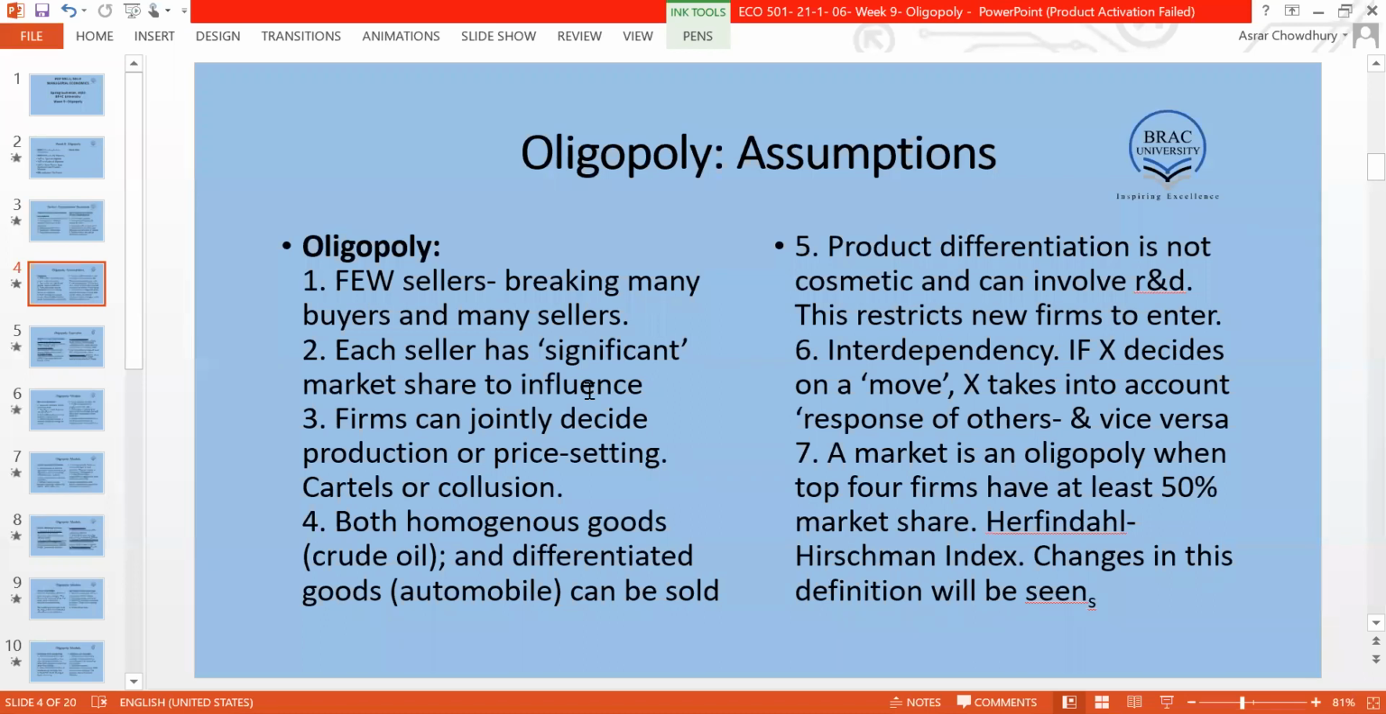Now, in an oligopoly, we could have firms selling homogeneous goods. How many petroleum exporting countries are there in this world? Are there too many or few?